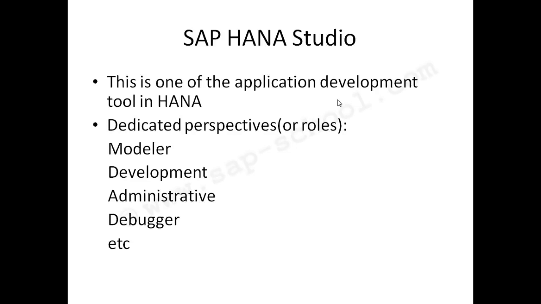We have different perspectives here. Perspectives are nothing but roles. So we have the modeler perspective, developer perspective, administrative perspective, debugger perspective. According to whatever tasks you're performing, you go into one of these perspectives. There is a whole list of other perspectives as well, but in this tutorial we'll be mainly dealing with the modeler perspective and create different information models in HANA.